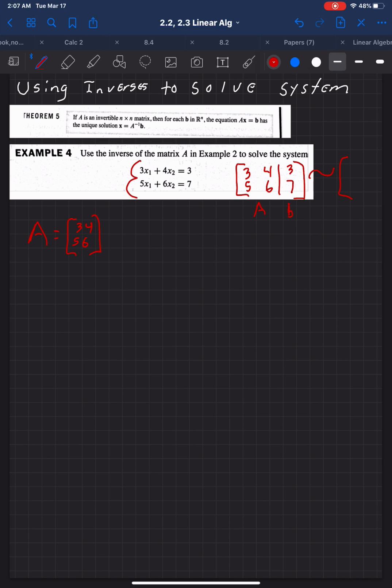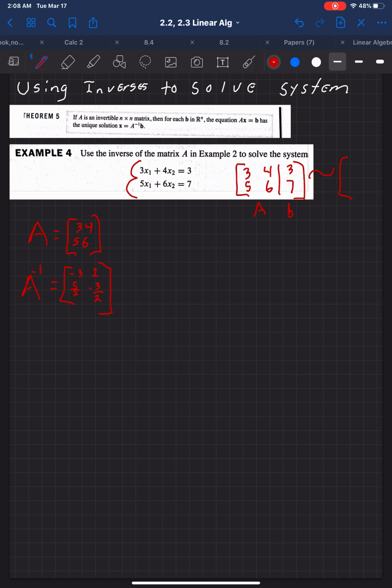Now we've already gone through and found the inverse of A. That was in the previous problem, right? So I'm going to see if I can recall without going back and looking. But I think in that example 2, it was -3, 2, 5 halves, and -3 halves. Okay, I hope that's legible.